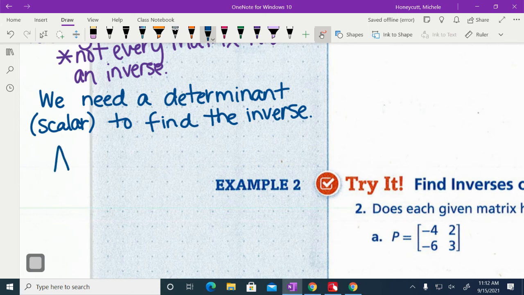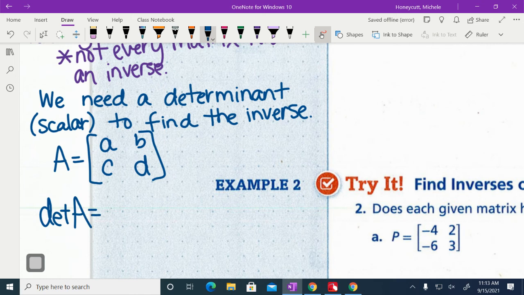If matrix A is defined like A, B, C, D, then the determinant of A, which is det A, you find it by taking A times D, element A times element D, and subtracting B times C.